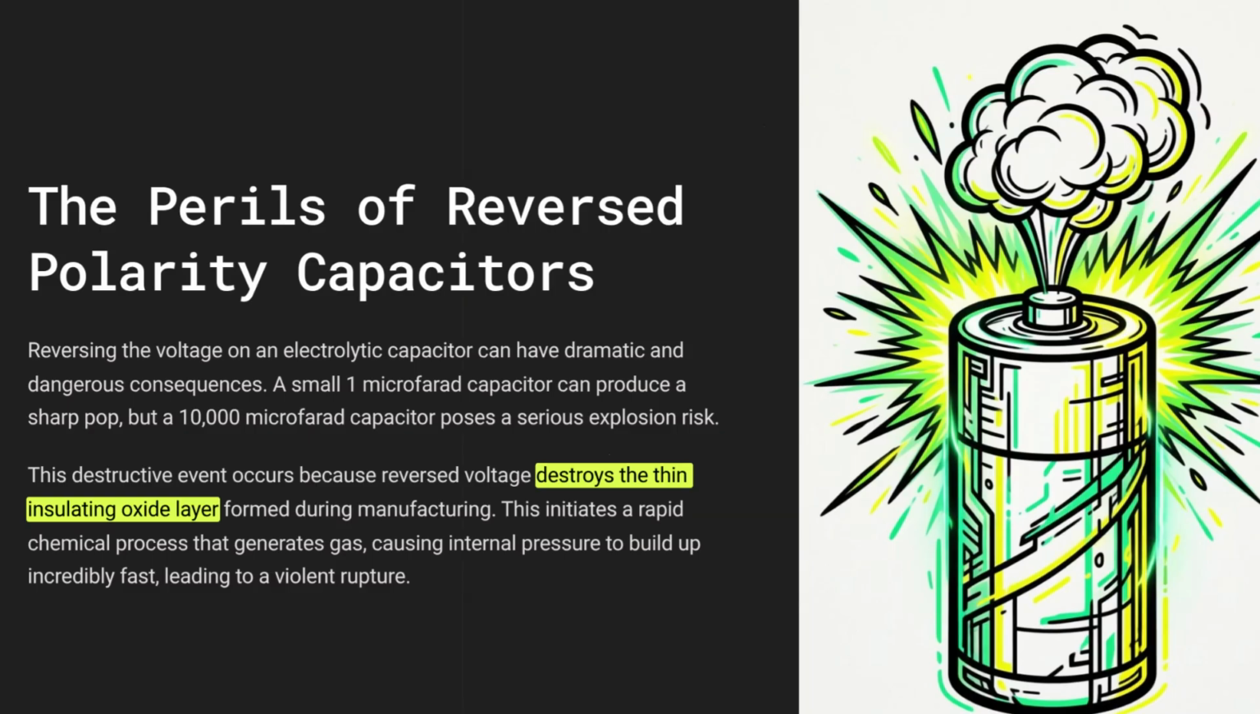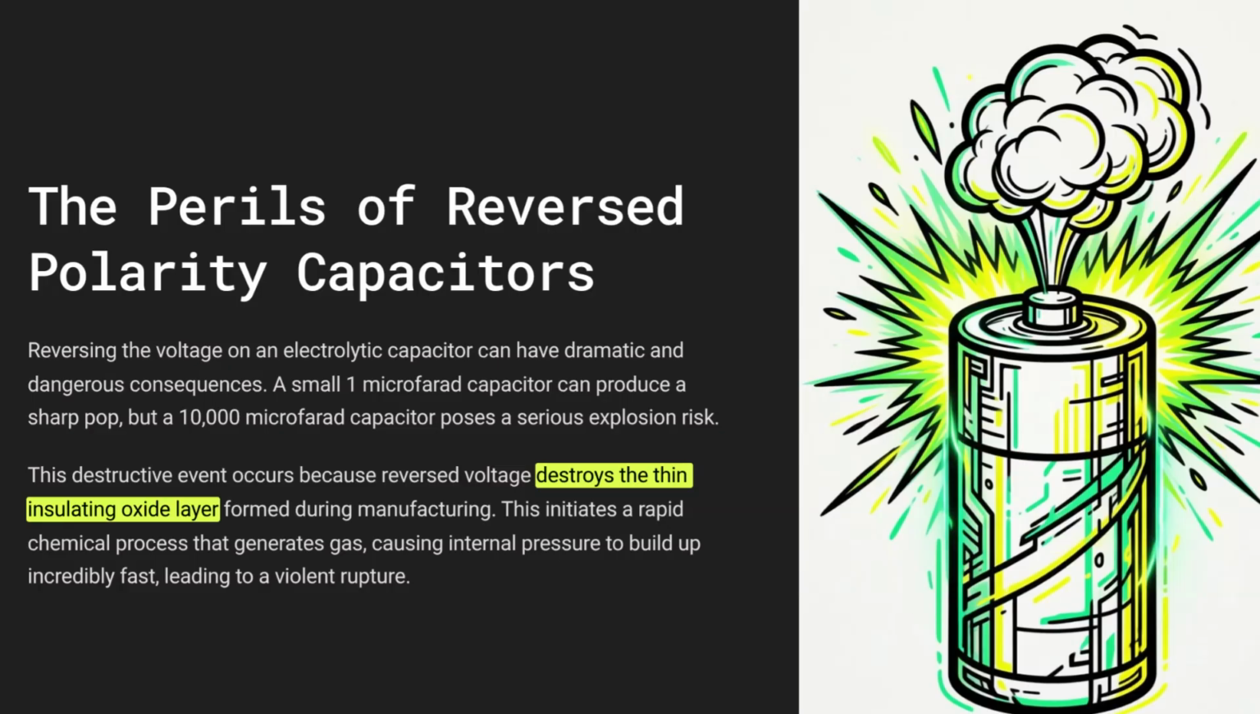The source material even cites a classroom demo where reversing the polarity on a tiny 1 microfarad capacitor led to a quick, dramatic blast. Oh, yeah, it's a real physical risk. When you reverse the voltage, you're basically destroying the very thin insulating oxide layer inside that was formed during manufacturing. It starts a chemical process, generates gas, and the internal pressure builds up incredibly fast. A 1 microfarad cap makes a pop. But imagine doing that with a 10,000 microfarad capacitor. That is a serious explosion risk. You have to respect the markings.